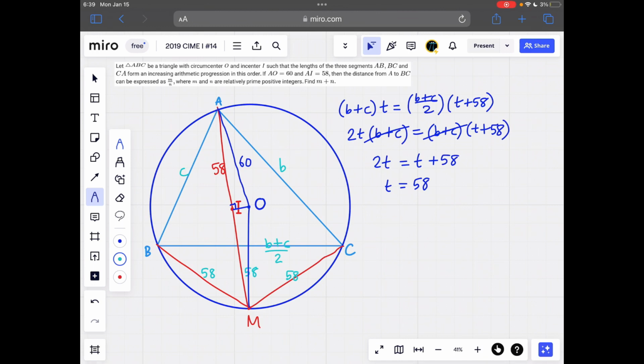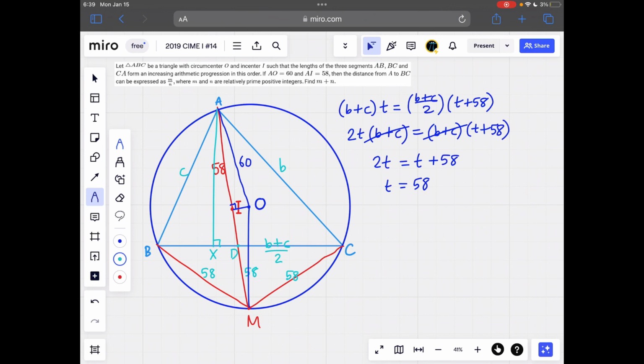The distance from A to BC, from A to the foot of the altitude from A to BC, let's call that X. The distance from A to BC is perpendicular to BC. That's point X here. And it certainly looks like the triangle formed by AX and the foot of the angle bisector here, let's call that D, is spirally similar to triangle AIO. And we're already halfway to proving that those two triangles are spirally similar. We just need another pair of equal angles.